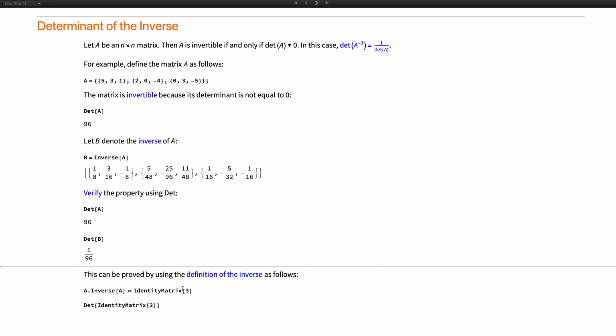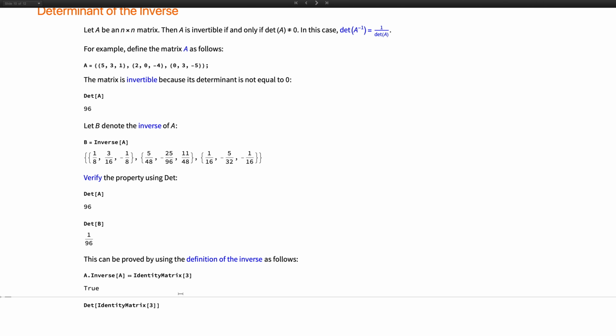And if you had to prove it, you would actually take the property that defines the inverse, namely A times its inverse is the identity matrix, but then the identity matrix has got determinant 1, so basically you need to divide by determinant of A to get determinant of A inverse.